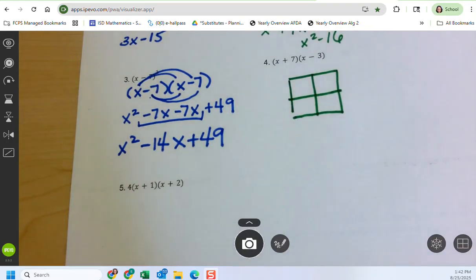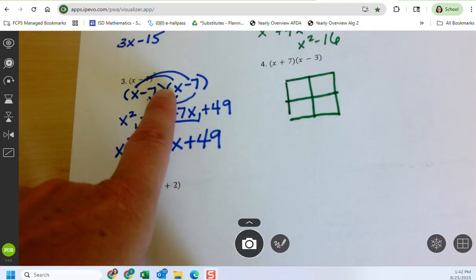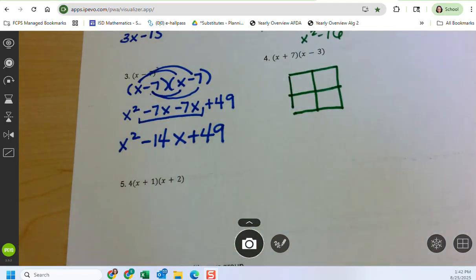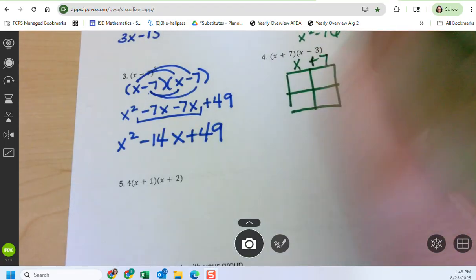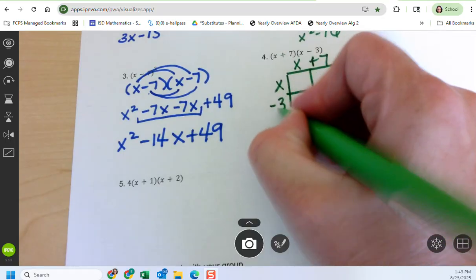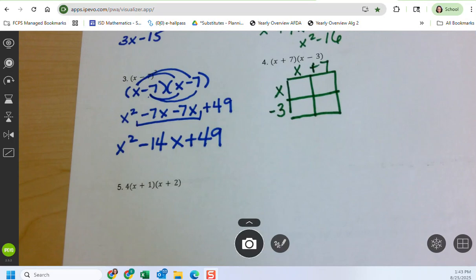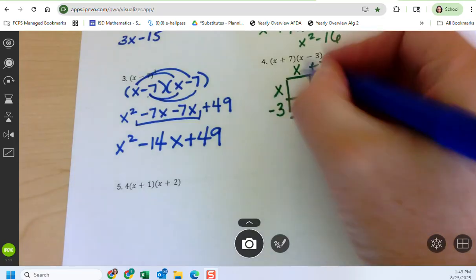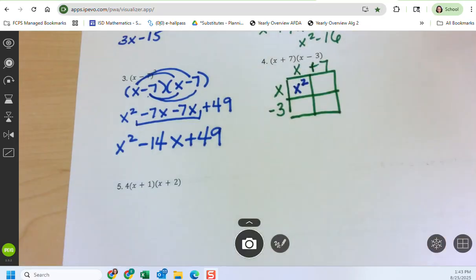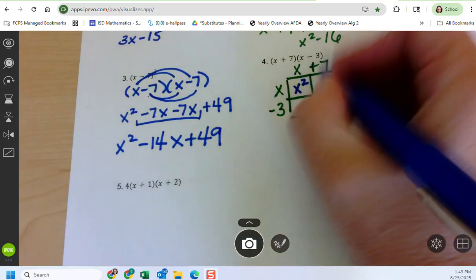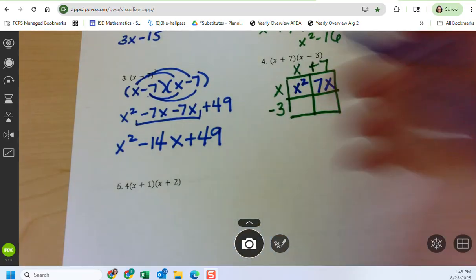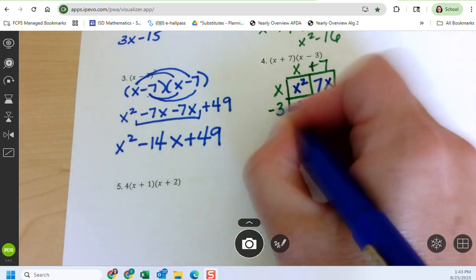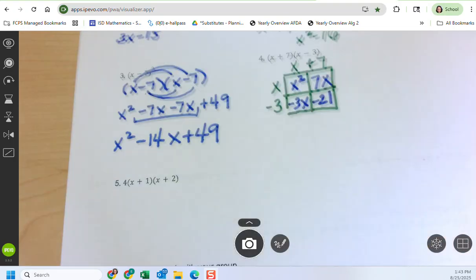It's just a different way of multiplying. You can solve this problem the same as this one. Okay, but this is just something new to look at. You put one of the binomials on the top, x plus 7, and the other one on the side, x minus 3. And then this just kind of helps you organize your multiplication. So x times x is x squared. X times 7 is 7x. -3 times x is -3x. And -3 times 7 is -21.